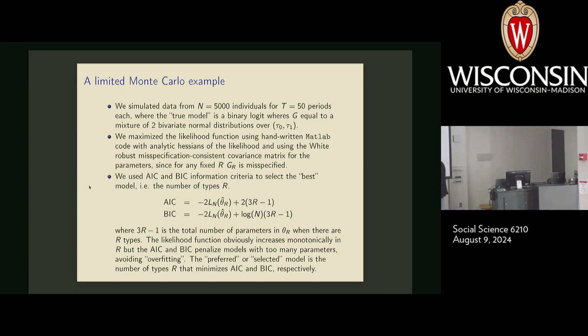So there's something called AIC, Akaike information criterion. I'm penalizing the number of parameters: taking negative 2 times the log likelihood and then adding on a penalty for the number of parameters. And then BIC, the Bayesian, takes the log of the number of observations times the number of parameters estimated, 3r minus 1. So why is it 3r minus 1? There are 2 parameters per type, intercept and slope. That's 2r. And then we need r minus 1 for the probabilities of those types. So that adds up to 3r minus 1.